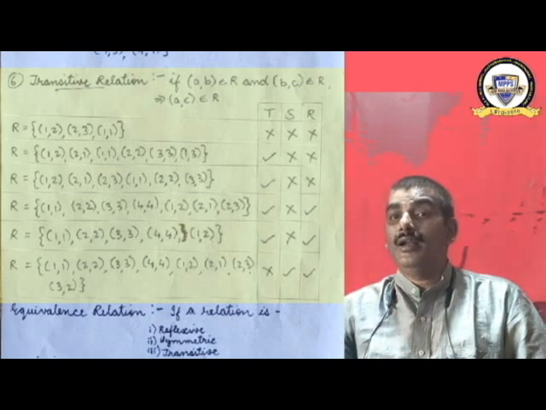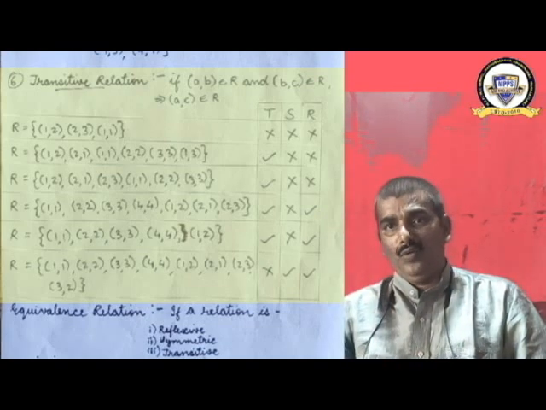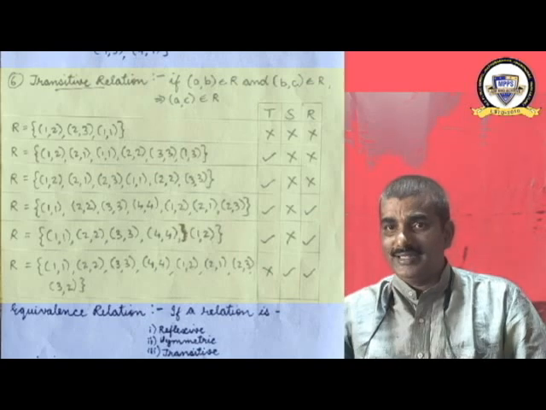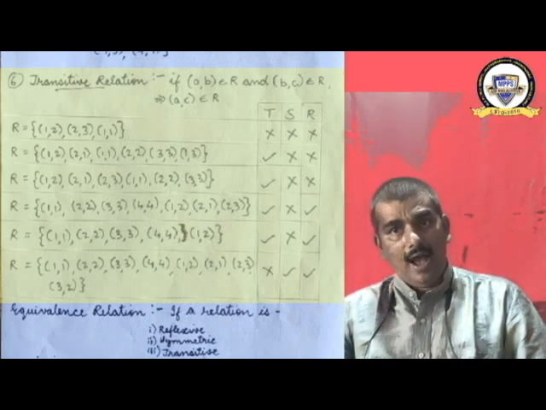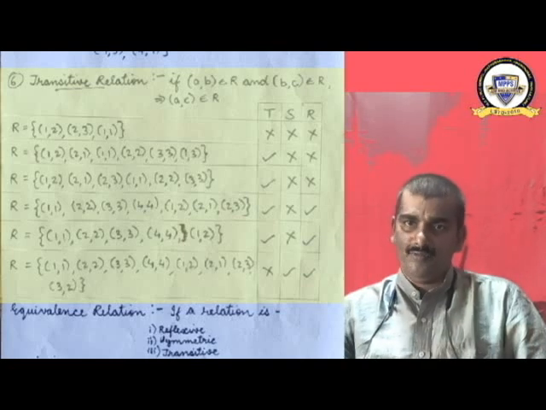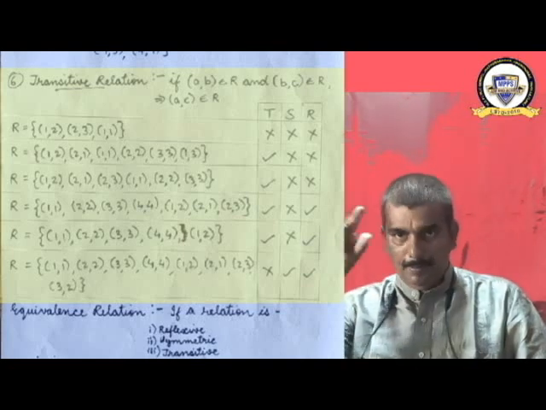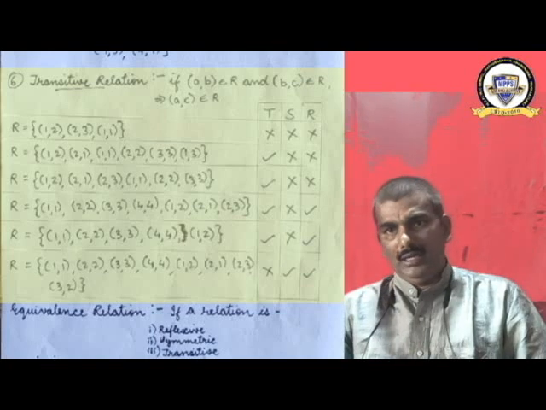(3,3) is also there. So it is transitive. All the elements are satisfying the condition. AB is a member of R, and BC is a member of R. Then AC is a member of R. So this is transitive.